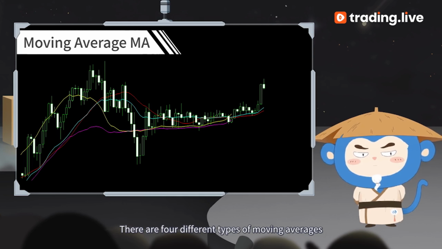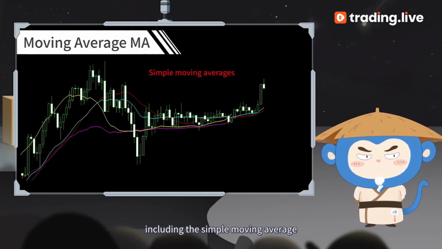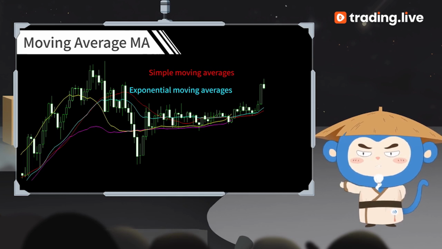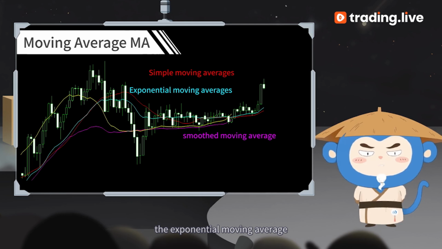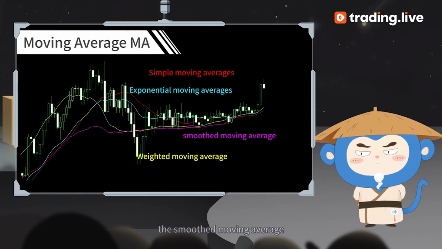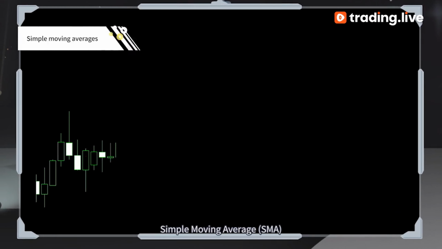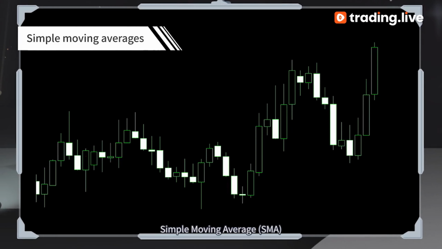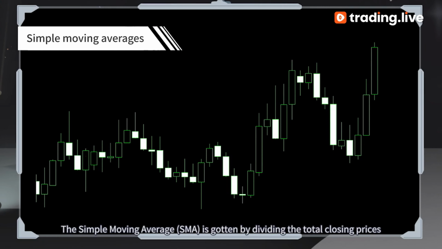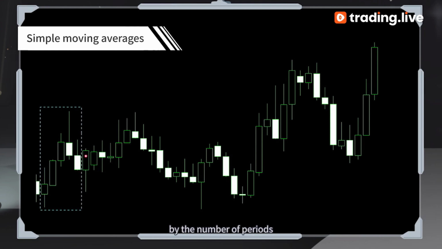There are 4 different types of moving averages, including the simple moving average, the exponential moving average, the smoothed moving average, and the weighted moving average. Simple moving average, SMA. The simple moving average, SMA, is gotten by dividing the total closing prices by the number of periods. It often results in a trending curve.